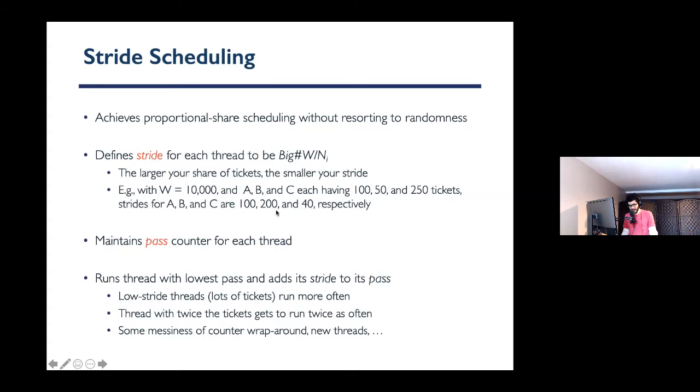And that is apparent looking at their stride, because C's stride is 5 times smaller than B's. So when B gets one stride added to its pass, C has to get 5 times to get its pass to be equal to B's pass.